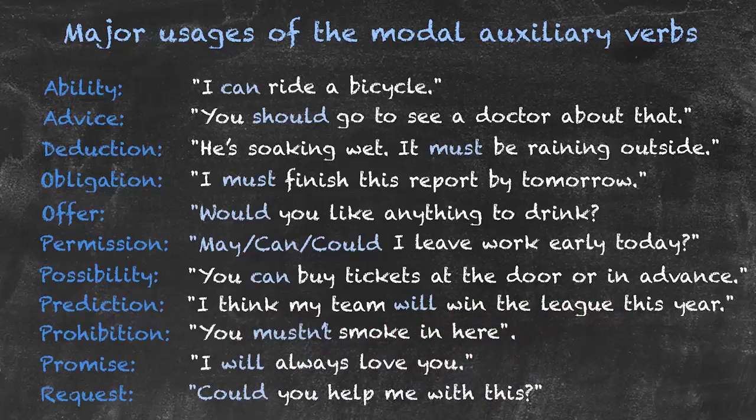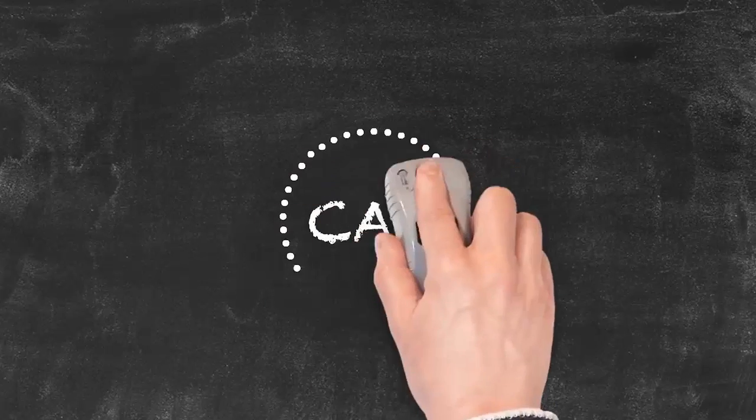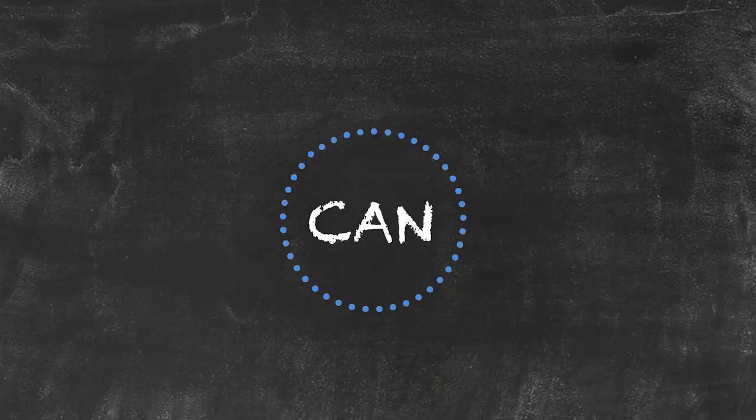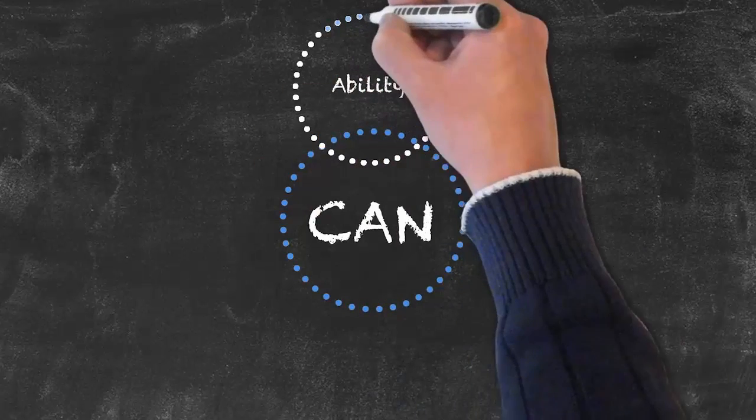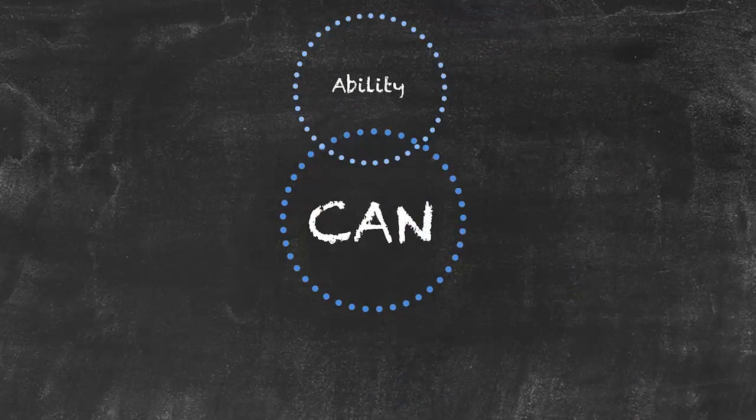There are many more uses, but these are the most common uses that you will need to cover when you're teaching English as a foreign language. Let's have a look at how we might approach teaching the modal auxiliary verb can. Initially, we introduced the word can in the context of ability. Going back to our earlier examples, I can ride a bike, you can swim, you can speak English.